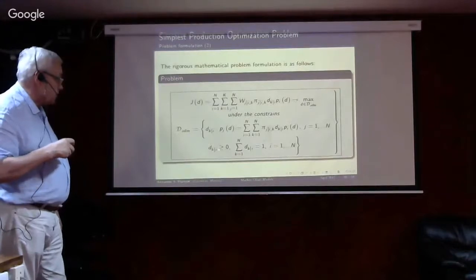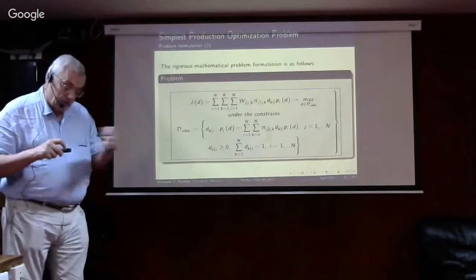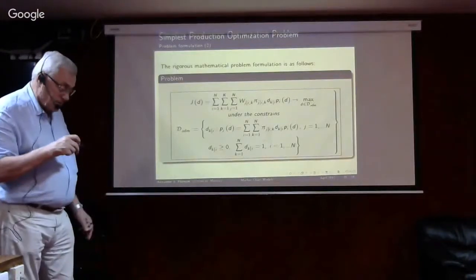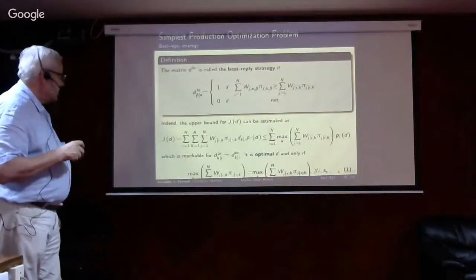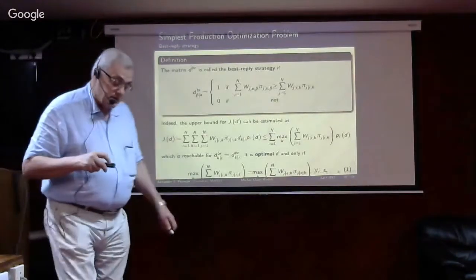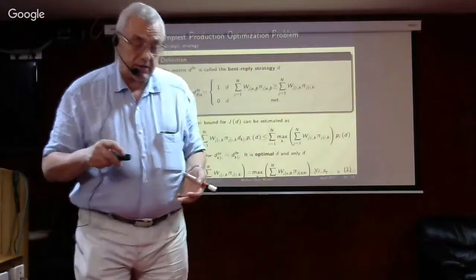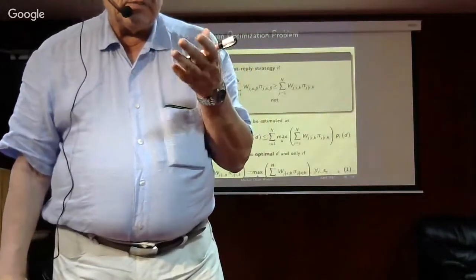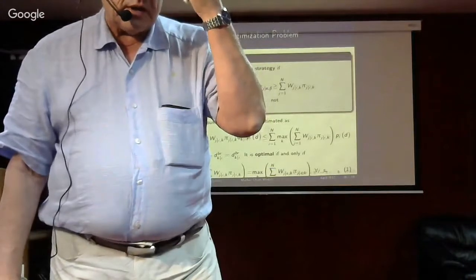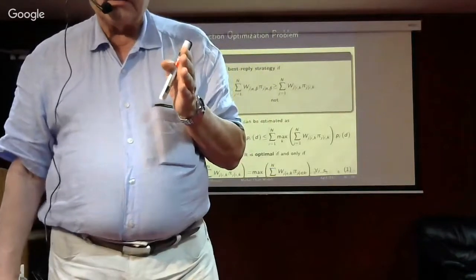Our strategy is more than or equal to zero, and this is probability. These are probability constraints. Now it's possible to discuss the best reply strategy. For example, many people apply the best reply strategy in their heads.